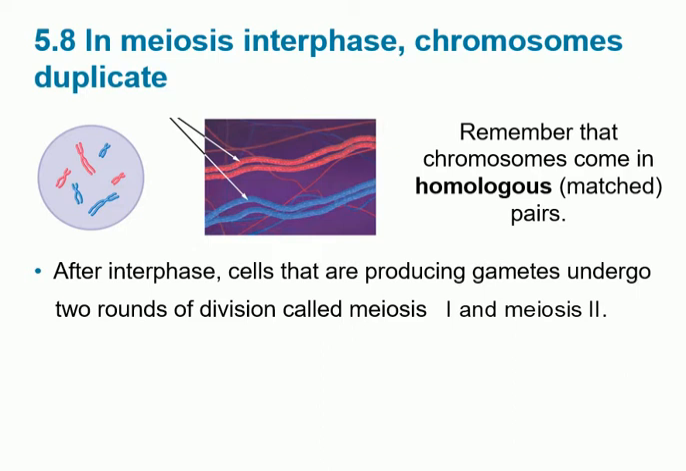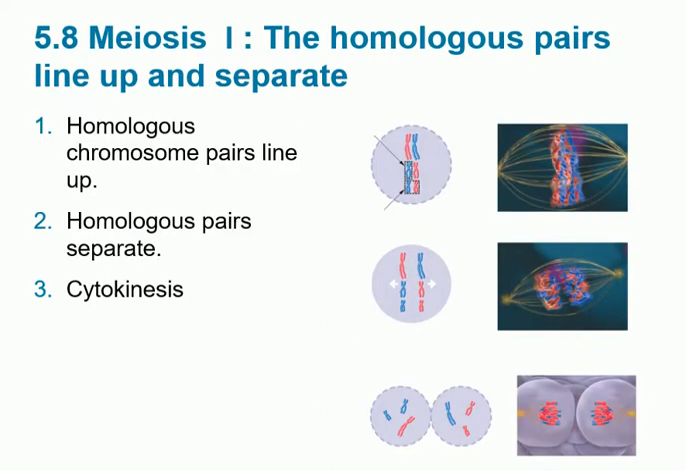So instead of what we did before, you're going through meiosis 1 and meiosis 2. Okay? How does that happen exactly? Here are the stages, or the steps. Homologous chromosome pairs line up. This is similar to what? In mitosis, when you line up like this, metaphase. Yes, metaphase. And then homologous pairs separate. Similar to what? Anaphase, right? Then you have cytokinesis.